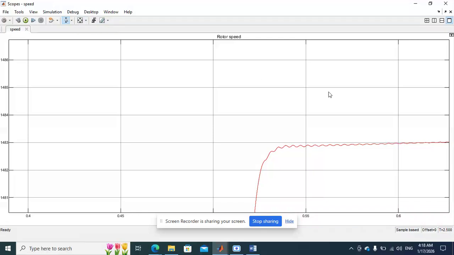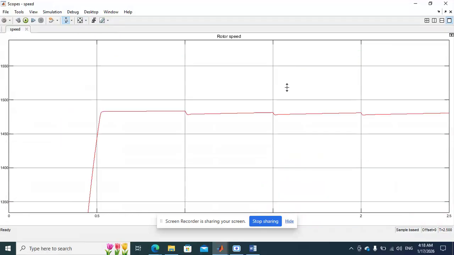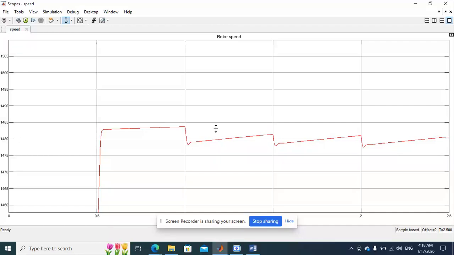Here it is settled at a speed of 1483 rpm. And when the load is increased it is settled at 1480 rpm. For each load condition it is settling at 1480 rpm.